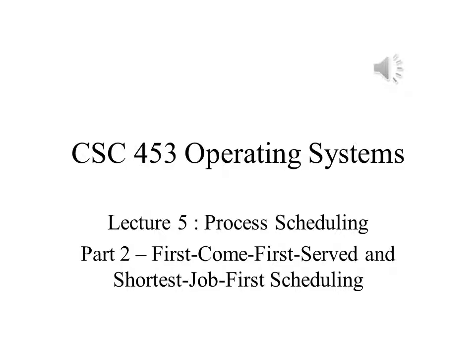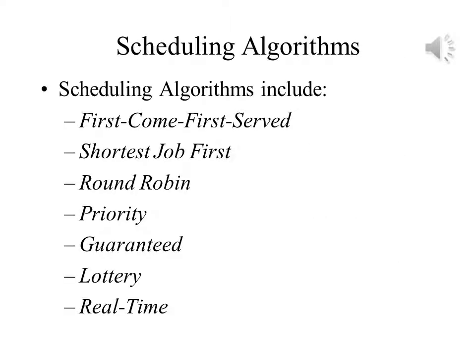In Part 2 of Lecture 5, we will discuss first come, first served, and shortest job first scheduling. We will take a look at all of these scheduling algorithms, starting with first come, first served, and shortest job first. Then we will move on to round-robin scheduling and priority scheduling. After that, we will talk about guaranteed and lottery scheduling. We will discuss multi-queue algorithms. And lastly, real-time scheduling.